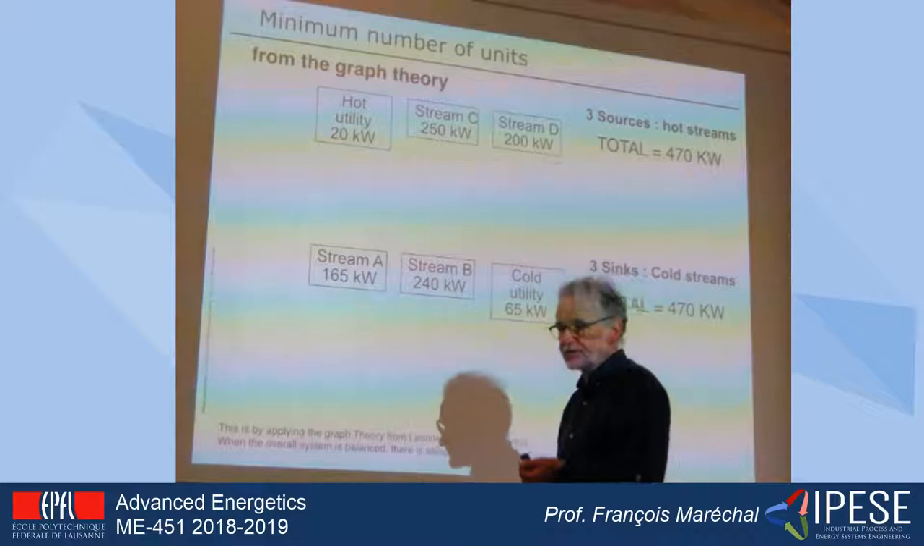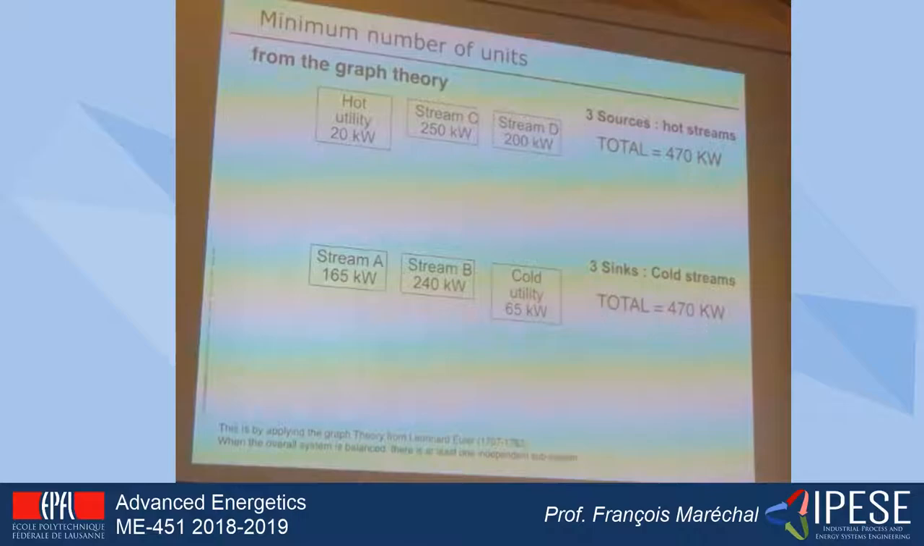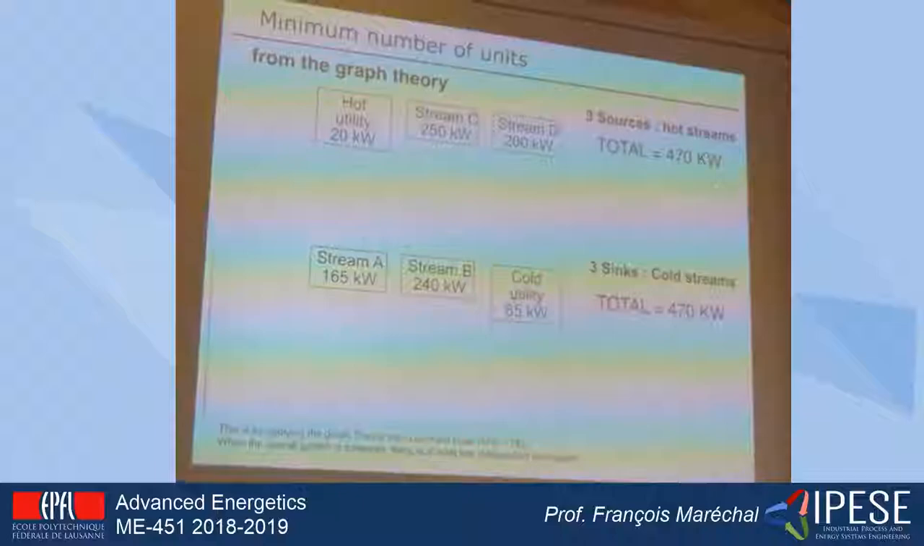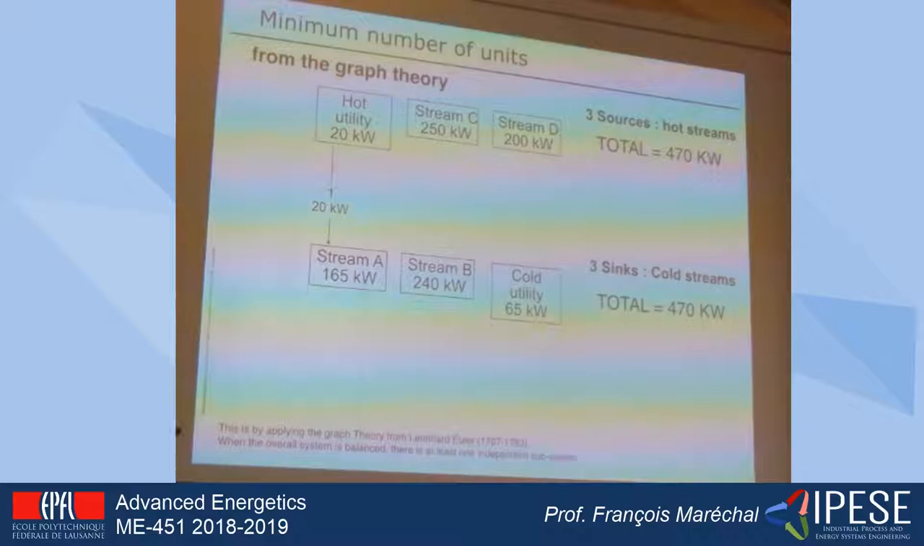in this system. And now what I'm going to do is that I'm going to apply the theory of the graphs that has been established by Euler. And what is important here is that in this balanced system, I can always decide that I will reach the minimum number of connections provided that as soon as I'm doing one connection between a hot and a cold stream, I will satisfy the needs of one of the two.